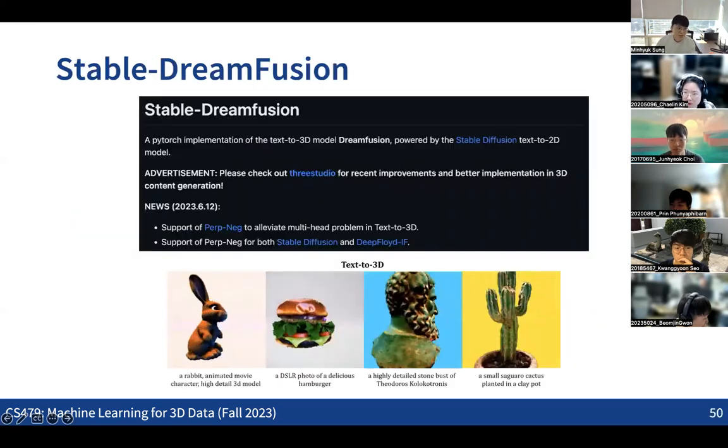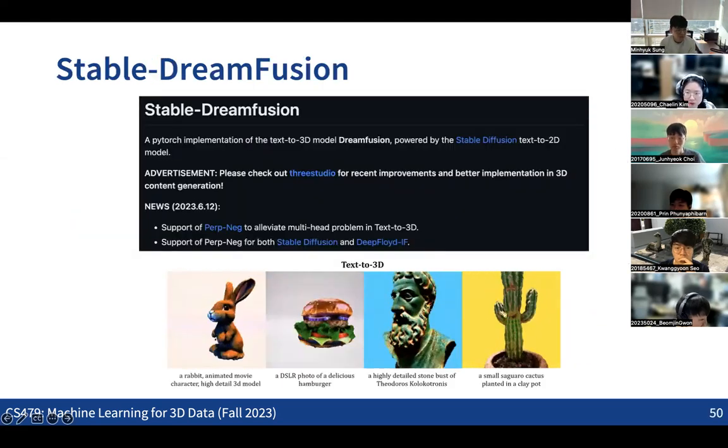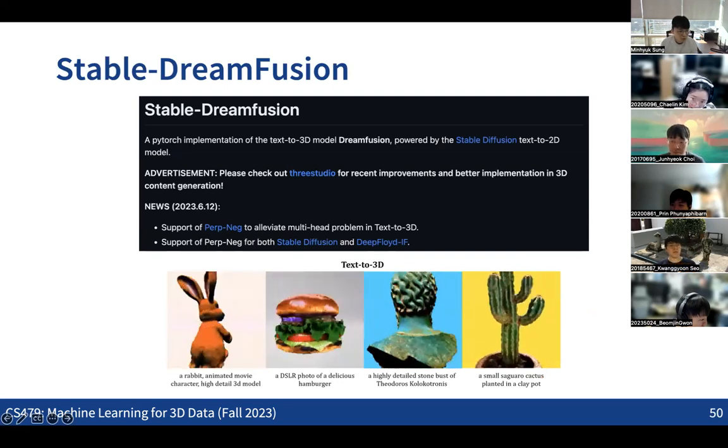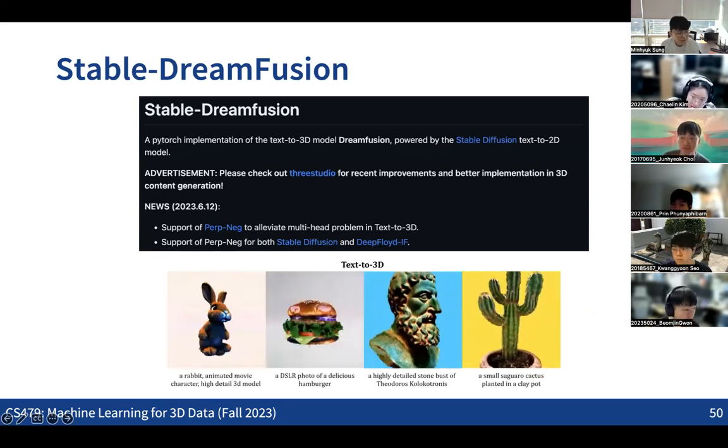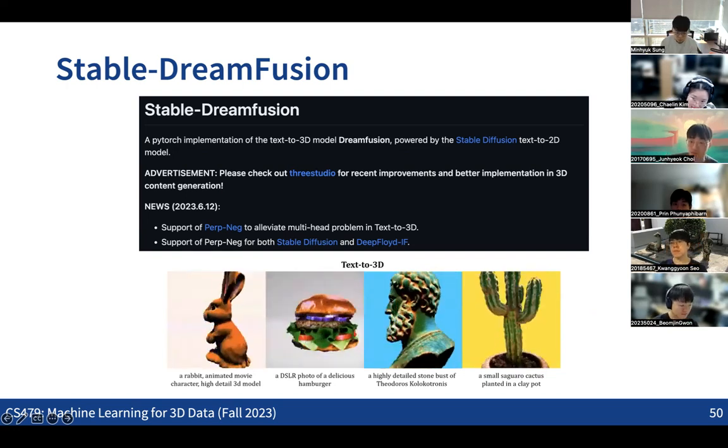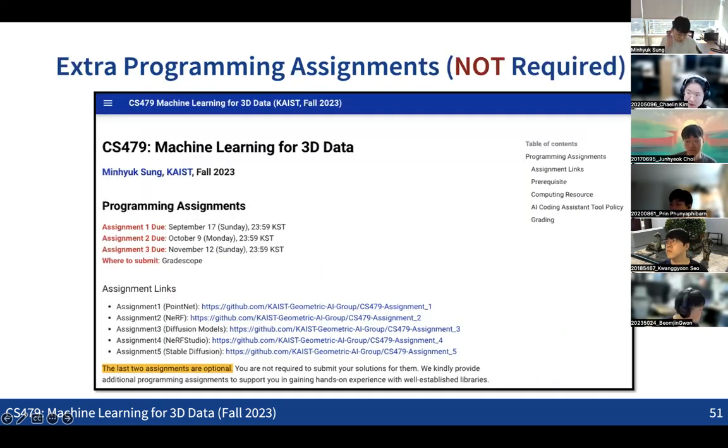And you can also try the Dream Fusion idea yourself. There is a lot of existing code that you can easily download, test, and see how well it works. Also, if you recall our programming assignments, there are two optional assignments, 4 and 5. If you go into these optional assignments, you can try Stable Diffusion and NeRF Studio, and run the Dream Fusion idea using the SDS yourself.